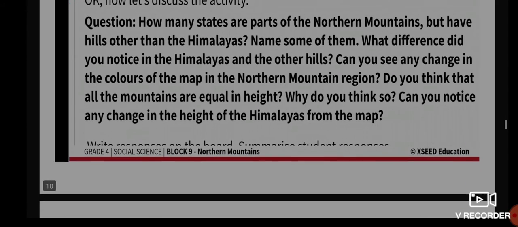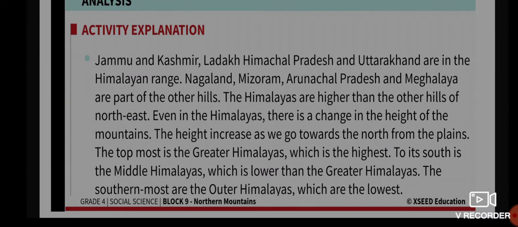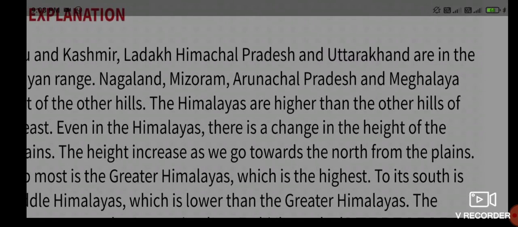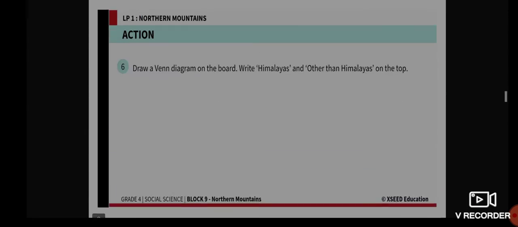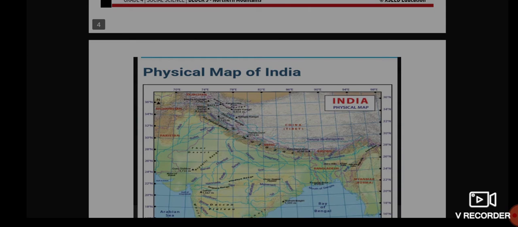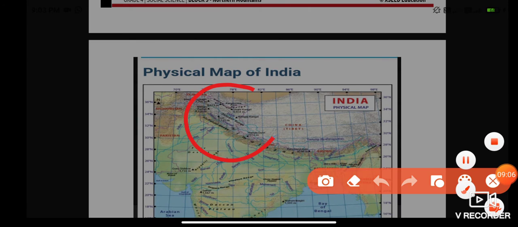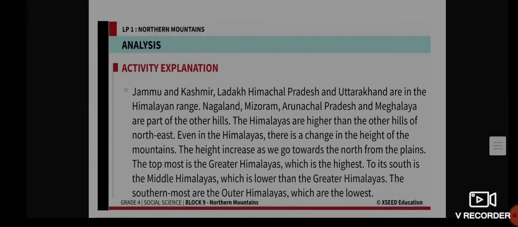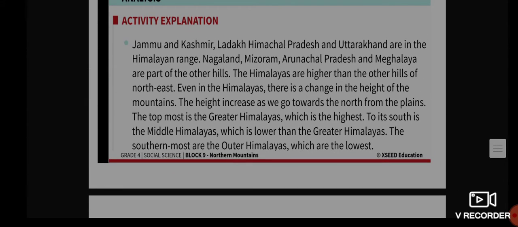Let me just give you a quick explanation on that. You see, Jammu and Kashmir, Ladakh, Himachal Pradesh, and Uttarakhand are the Himalayan ranges. I will just show you. Jammu and Kashmir, Ladakh, Himachal Pradesh will be located on this side. They are part of the Himalayan mountain ranges. And the other mountains or other hills: Nagaland, Mizoram, Arunachal Pradesh, and Meghalaya are part of the other hills, which are also part of the northern mountains.